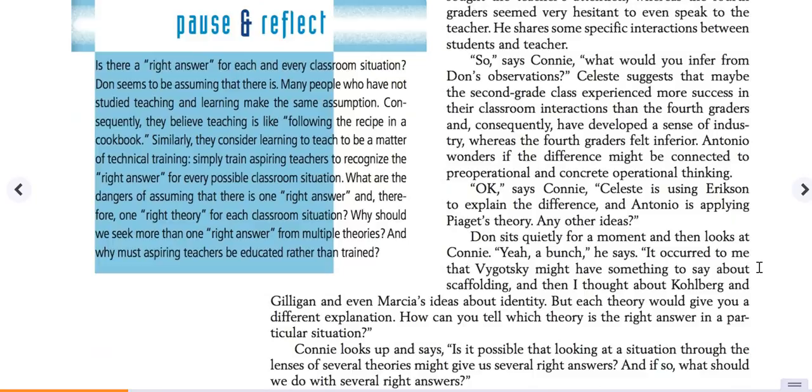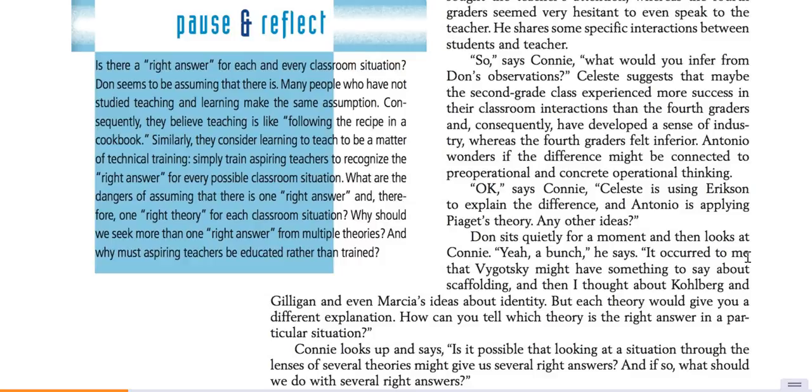"So," says Connie, "what would you infer from Don's observations?" Celeste suggests that maybe the second grade class experienced more success in their classroom interactions than the fourth graders, and consequently have developed a sense of industry, whereas the fourth graders felt inferior. Antonio wonders if the difference might be connected to pre-operational and concrete operational thinking. "Okay," says Connie, "Celeste is using Erikson to explain the difference, and Antonio is applying Piaget's theory. Any other ideas?"